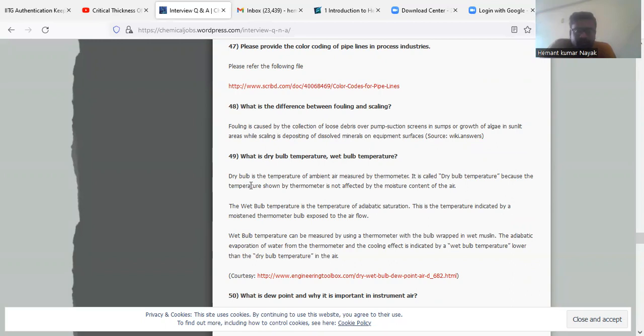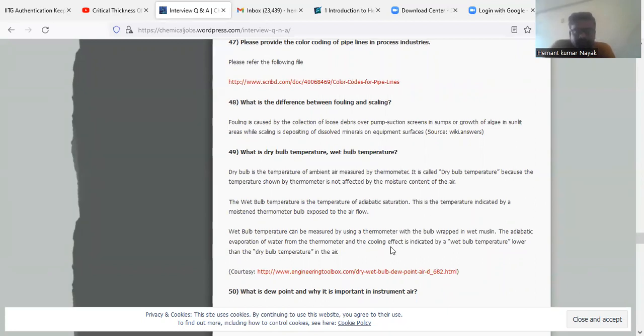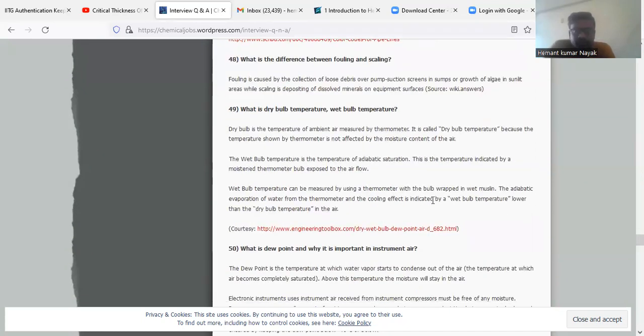What is dry bulb temperature and wet bulb temperature? Dry bulb is the temperature of ambient air measured by a thermometer. It is called dry bulb temperature because the temperature shown by the thermometer is not affected by the moisture content of the air. The wet bulb temperature is the temperature of adiabatic saturation. This is the temperature indicated by a moistened thermometer bulb exposed to the airflow. Wet bulb temperature can be measured by using a thermometer with the bulb wrapped in wet muslin. The adiabatic evaporation of water from the thermometer and the cooling effect is indicated by a wet bulb temperature lower than the dry bulb temperature of the air.